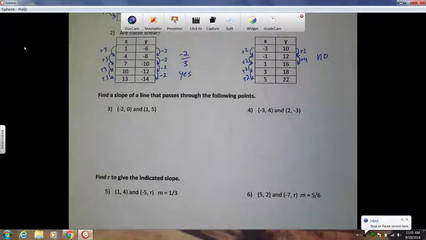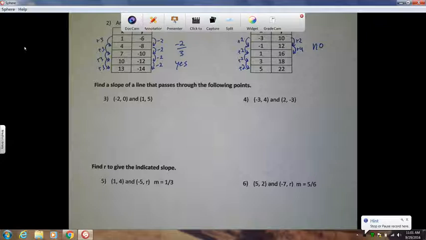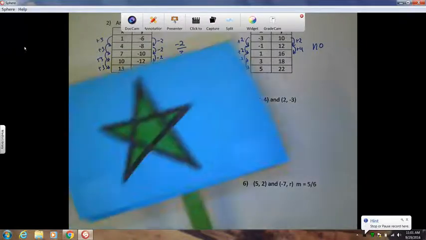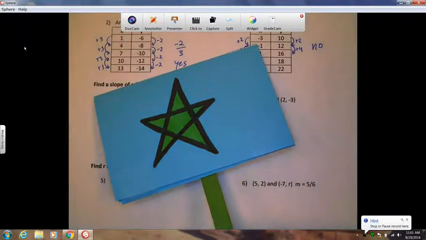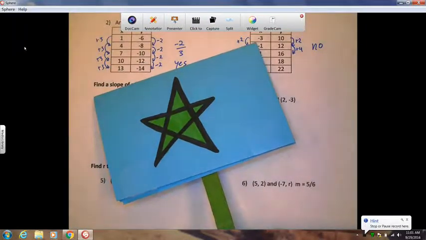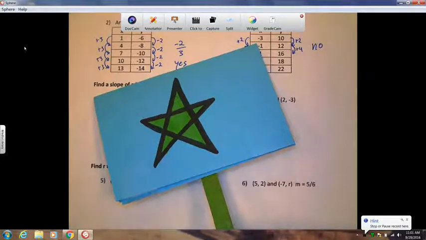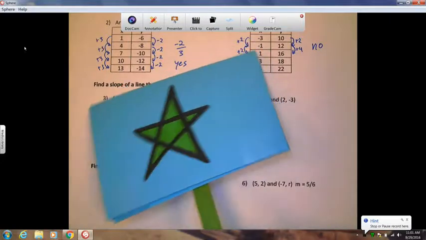This is rate of change and slope part 2, so we're going to look at some of these example problems. We're going to look at 3, 4, 5, and 6. So the first one says, find the slope of a line that passes through the following points. First thing, finding the slope of a line, make sure you write down your formula. Watch how I write down the formula and label everything, and then it should be easy to do.